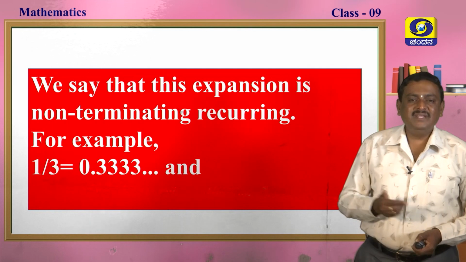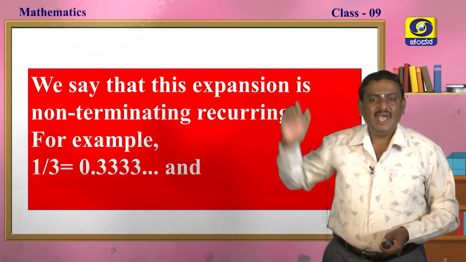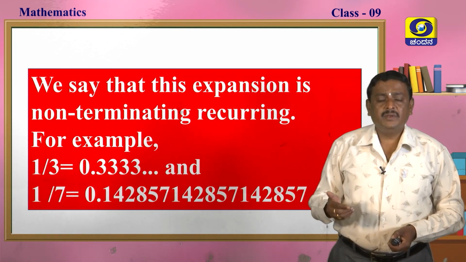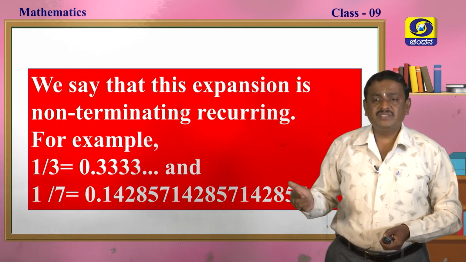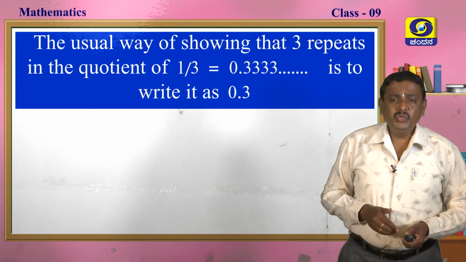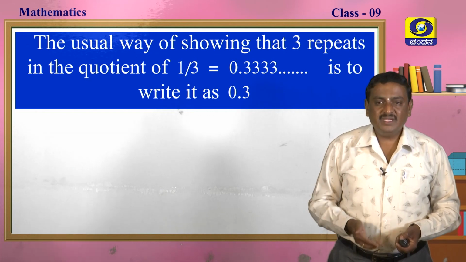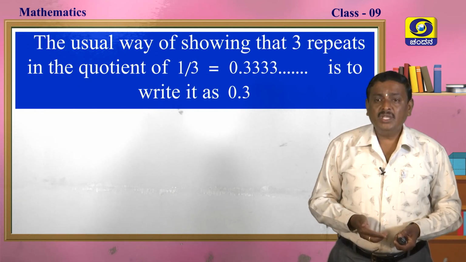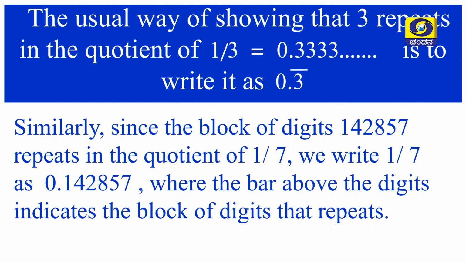For example, 1 by 3, if we simplify, we will get 0.333333, and 1 by 7 is equal to 0.142857, again 142857, again it will be repeating. So, the usual way of showing that 3 repeats in the quotient of 1 by 3, that is 0.33333, is to write it as 0.3 bar. Here one number is repeating, so 0.3 bar.